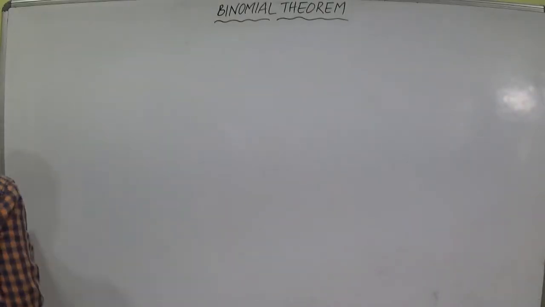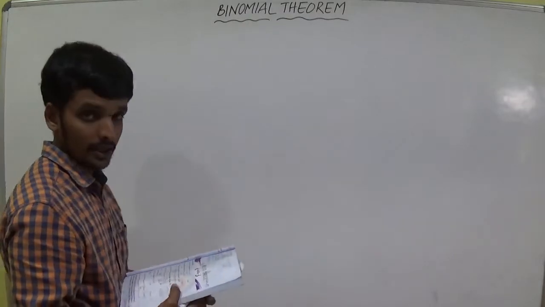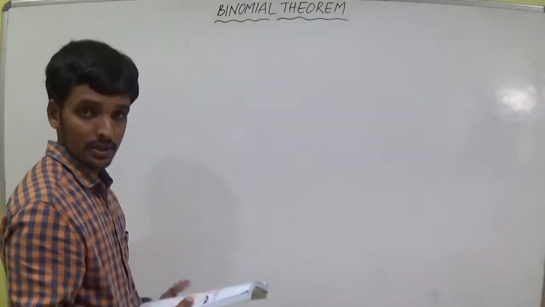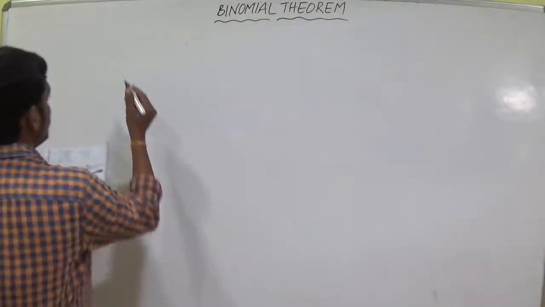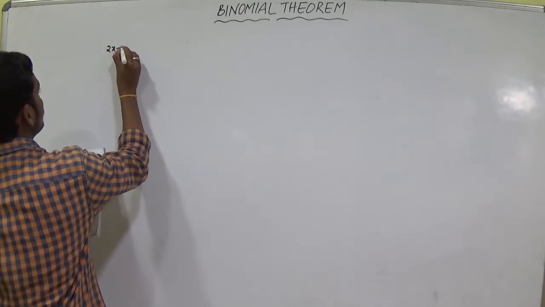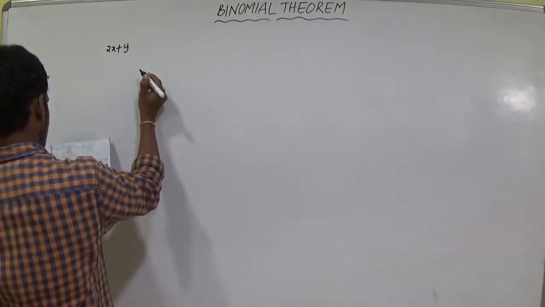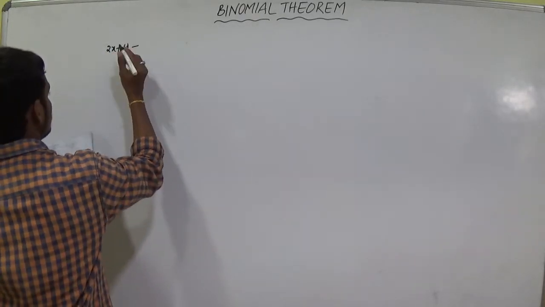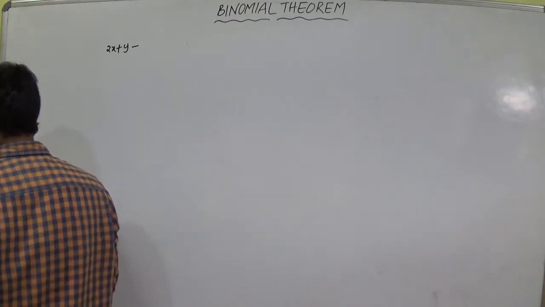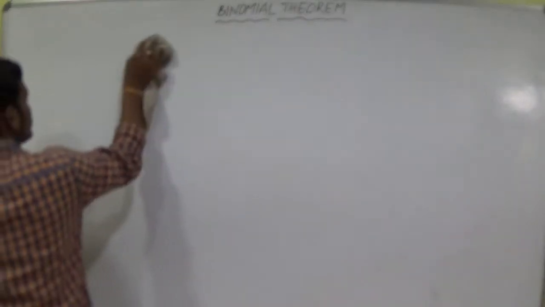Now we are taking the fifth problem. This is very easy and this is very important to us. So let's look at the problem: 2x plus y plus 3z. I am writing the problem completely so you can easily understand.